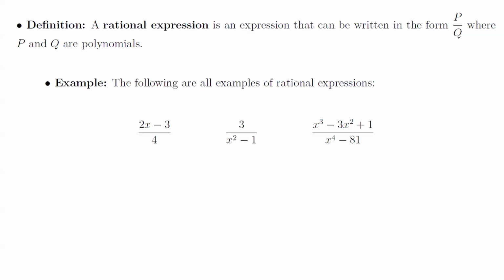In this video, we're going to begin talking about rational expressions. Now, a rational expression is one that can be written in the form P over Q, where both P and Q are polynomials, right? So all three of these are rational expressions because you look at the top of the fraction, those are all valid polynomials, and the same thing with the bottom of the fraction.